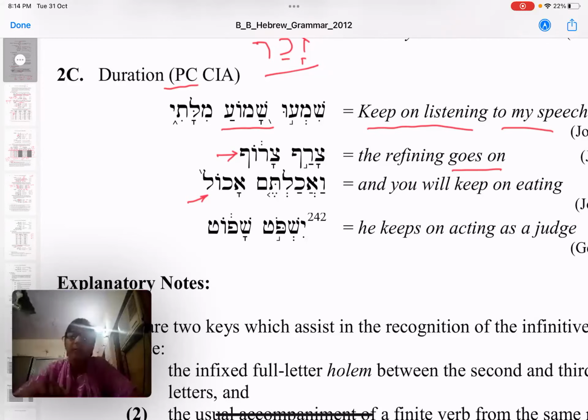The only difference between these two is that first it denotes the force of the verb, and here it denotes the duration of the action that is going on. Secondly, everything is the same after the second and third root letter. Holem vav is there, and this infinitive absolute follows the verb.